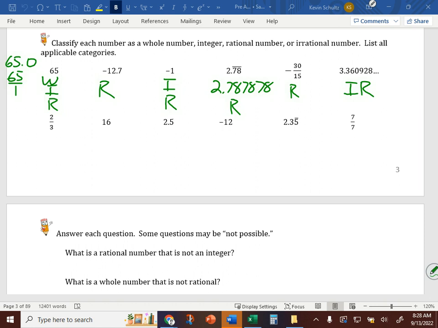What's negative 30 divided by 15? Which, remember, is really what a fraction bar is. It's just a division symbol. What's negative 30 divided by 15? Negative 2, right? So this fraction has a value of negative 2. Is negative 2 an integer? Yes, it is.